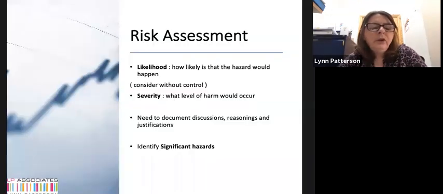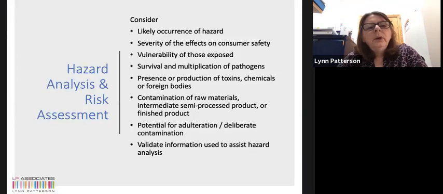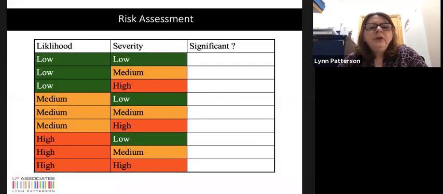We use some form of risk assessment, so likelihood and severity, as I said: how likely is it that this hazard would occur? And if it did happen, what level of harm would it cause? And from that, we can then identify our significant hazards. So when you're doing that, you consider the likelihood of the hazard, the severity of the effects on the consumer safety. So who are you serving your product to? So thinking about the vulnerability and considering contamination of raw materials, etc. Different tools can be used.